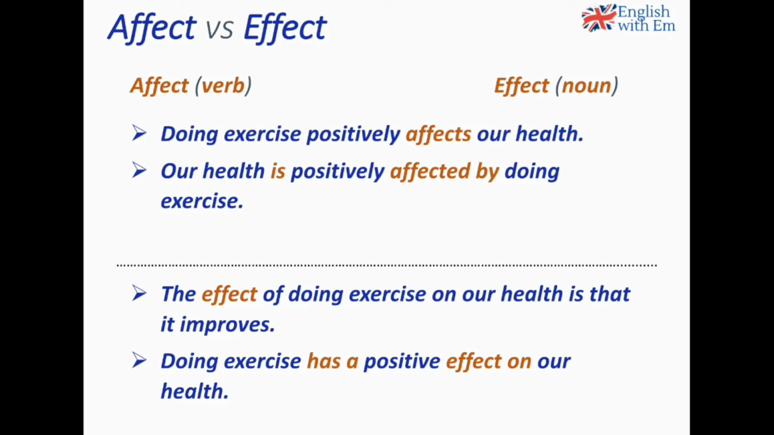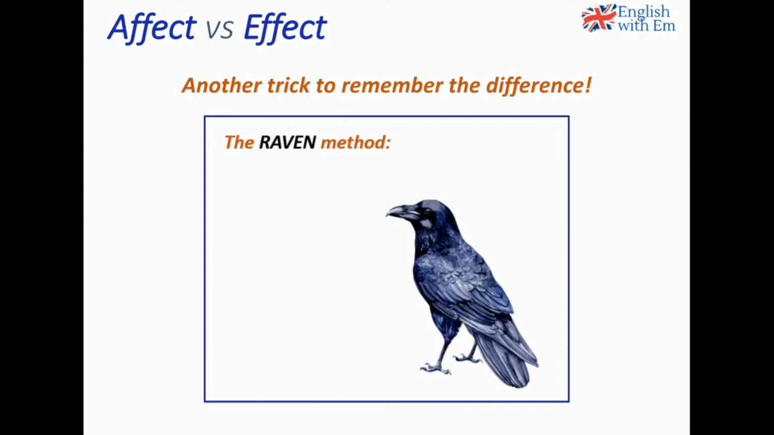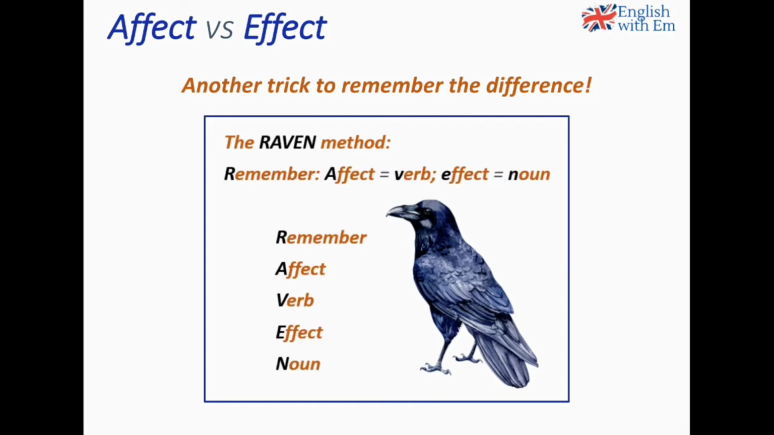Now, don't worry if you think you won't remember that, because I'm going to show you another trick to remember the difference. This is called the RAVEN method, and it is a mnemonic, or a phrase that is designed to help you remember. Remember: affect equals verb, effect equals noun. So we've got R for remember, A for affect, V for verb, E for effect, and then N for noun. So if you remember RAVEN, remember: affect equals verb, effect equals noun.